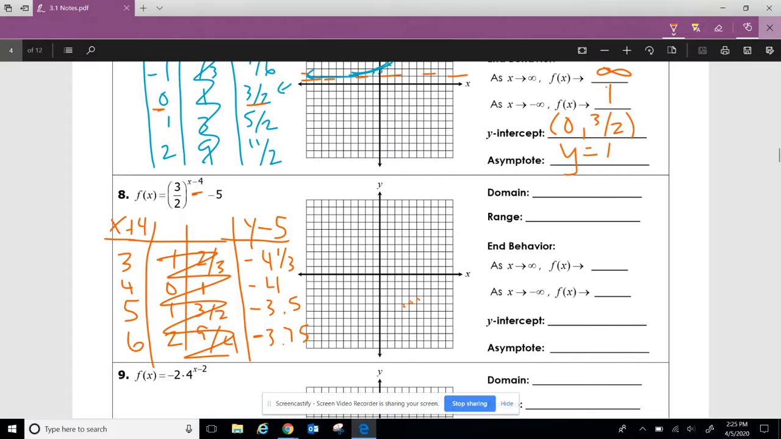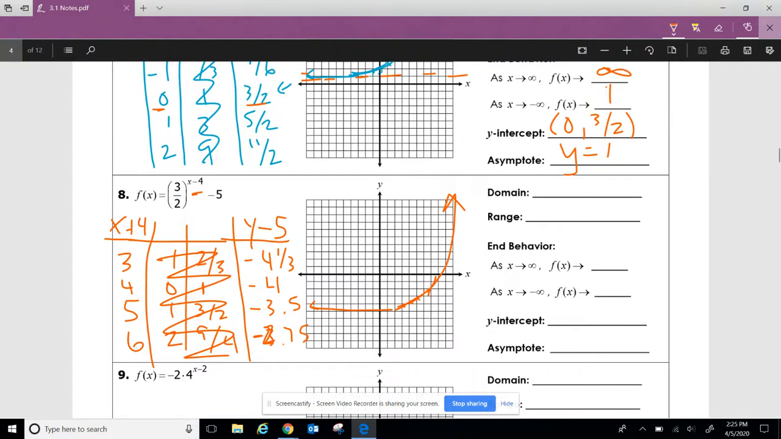And then 6, -3.75. There's something funky with that. Oh, this would be, sorry, -2.75, because it was -2 1/4. So -2.75 would be about here. So here is my graph, getting its exponential curve going on right there.